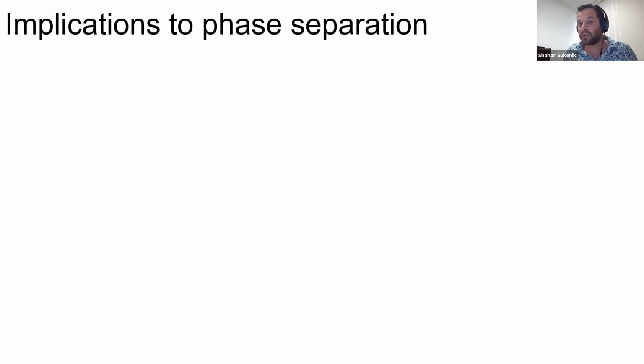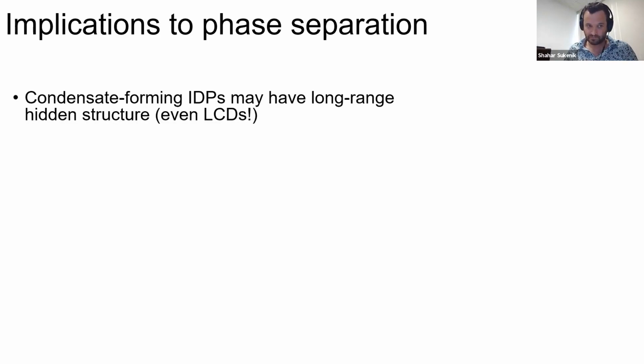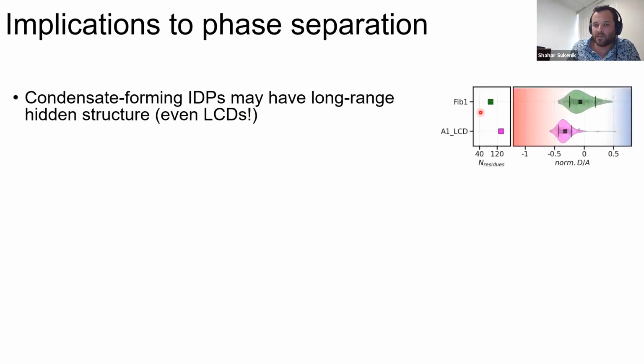And so zooming in now and thinking about phase separation, right, condensate-forming IDPs may have long-range hidden structures, right? These structures can also exist in condensate-forming IDPs and even in LCDs. And we actually show this for a couple of them, Fib1 and A1 LCD, where it's clear that A1 LCD, despite being actually longer than Fib1, shows a more compact conformation here.